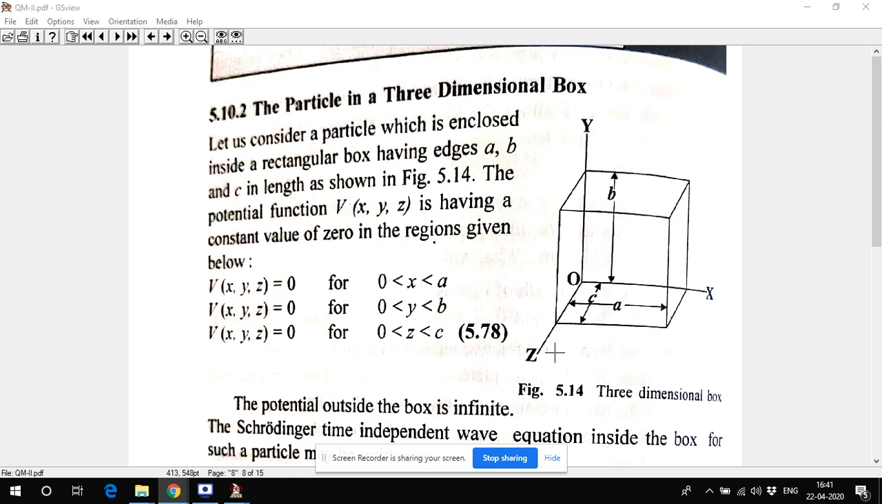So our particle is now restricted to the three-dimensional box, the box which contains 0 to a in the x, 0 to b in the y, and 0 to c in the z. So my potential: since the particle is free not only in x but also in the y and the z directions, all three directions, this is the problem we are dealing with, the particle in a three-dimensional box. Outside this box, my potential is infinite.